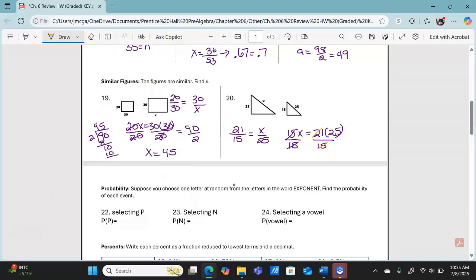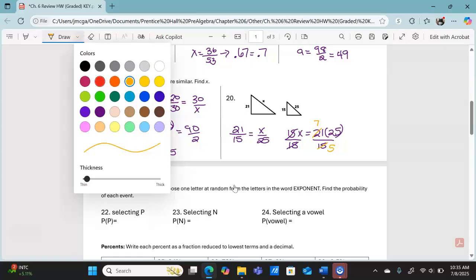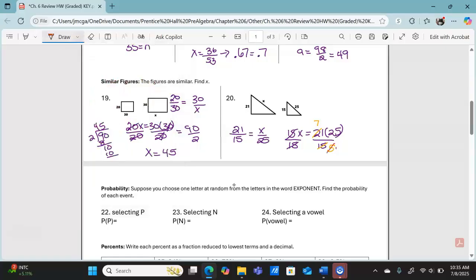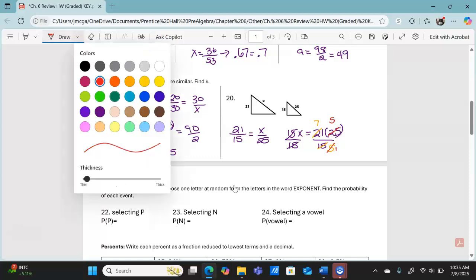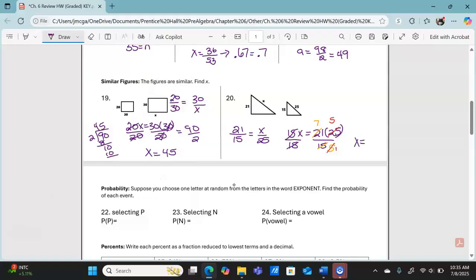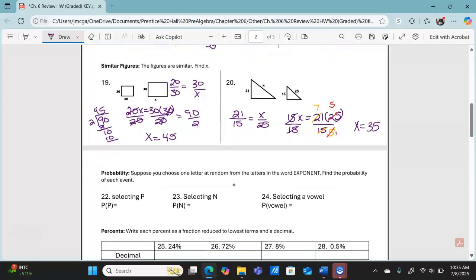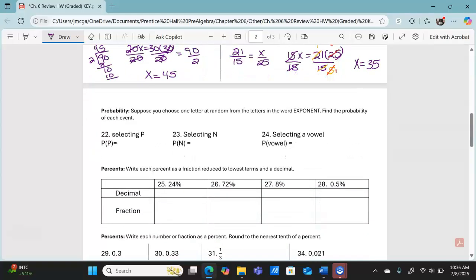15 and 21 are both divisible by 3. And then 5 and 25 are both divisible by 5. And so you can see there, I ended up with X being 7 times 5 or 35. I ended up with a pretty easy little multiplication just by canceling.